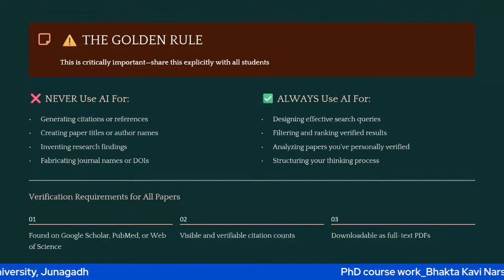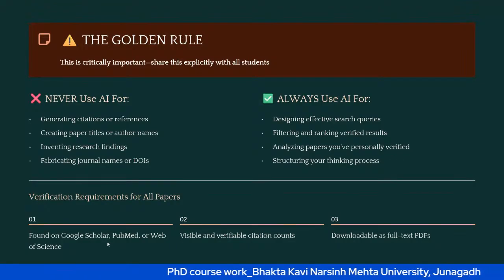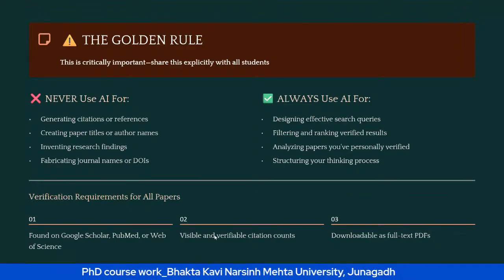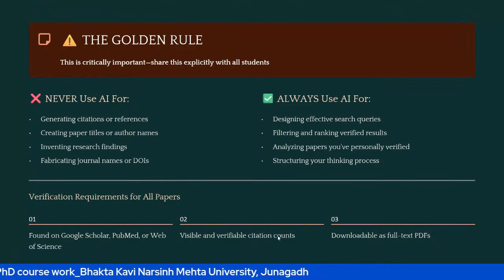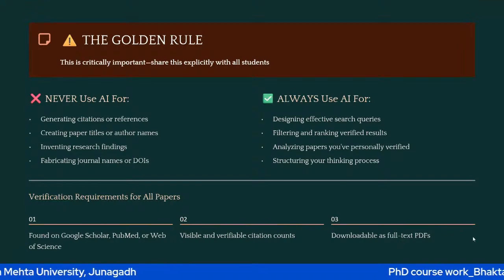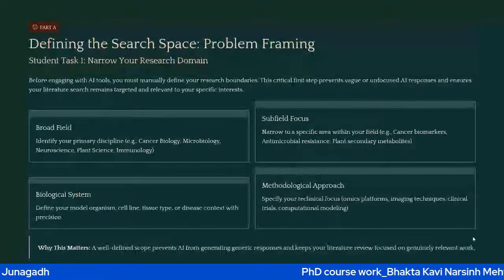The verification requirement for all the papers is normal. You can find them on Google Scholar, PubMed, or Web of Science. You have to see whether verifiable papers are there, whether the citations are there or not, and whether you are able to download the papers, right? So for that, you have to do it systematically.